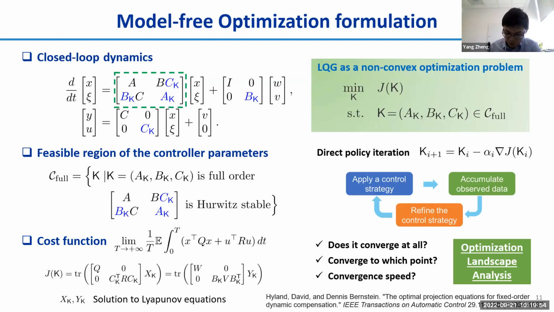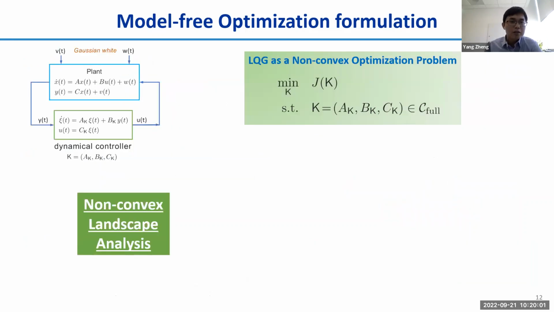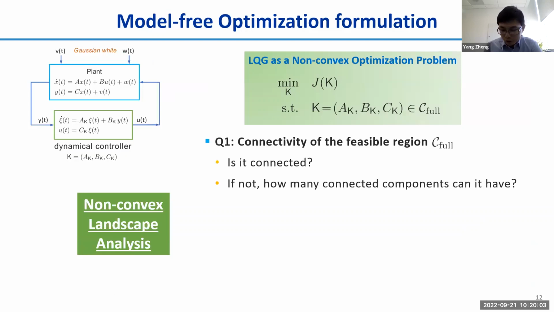What I'm going to talk about is some landscape properties, and how the non-convex optimization looks. So what I'm going to talk about is the connectivity of this set. So is this set connected? Or if not, how many connected components can it have? People know this is non-convex, but people did not know other properties before.